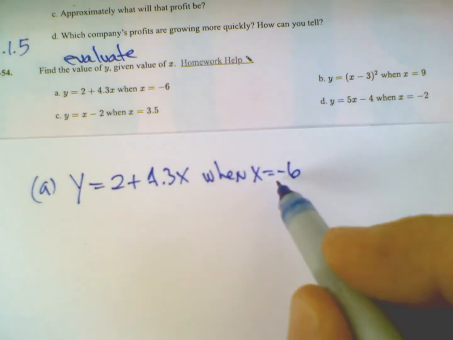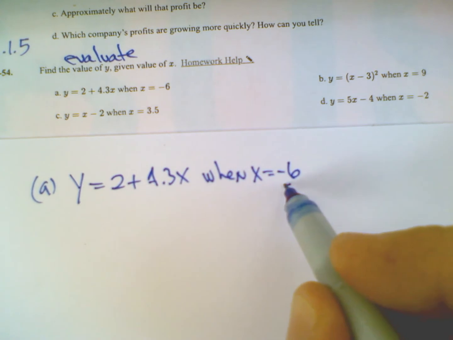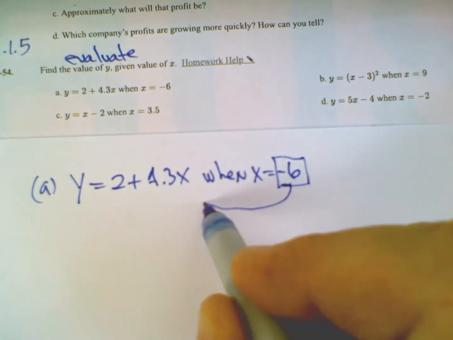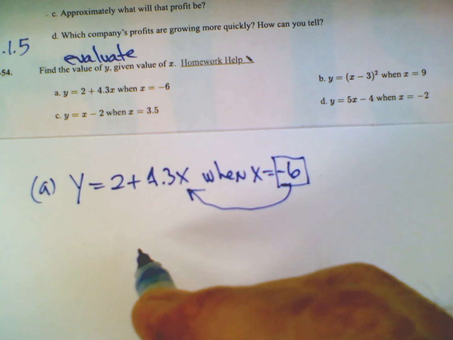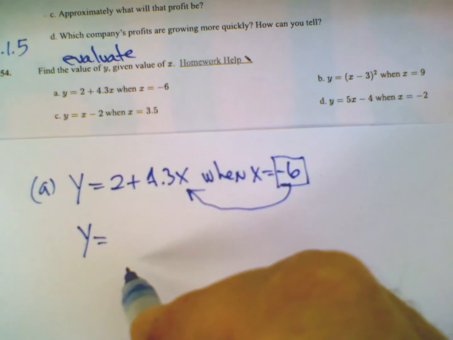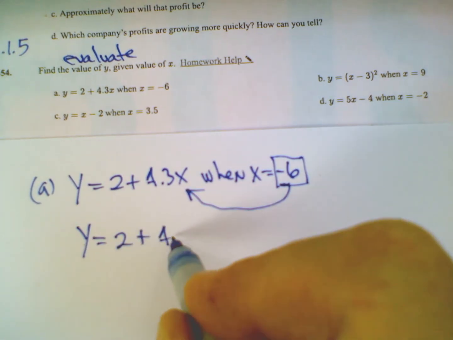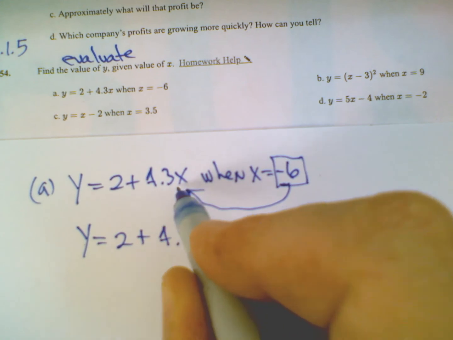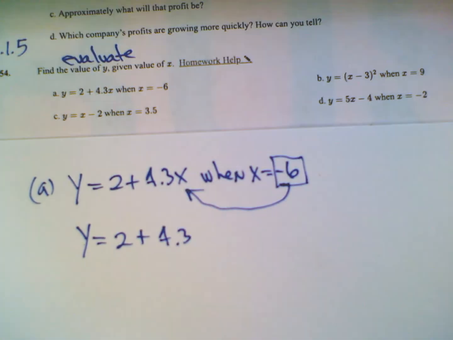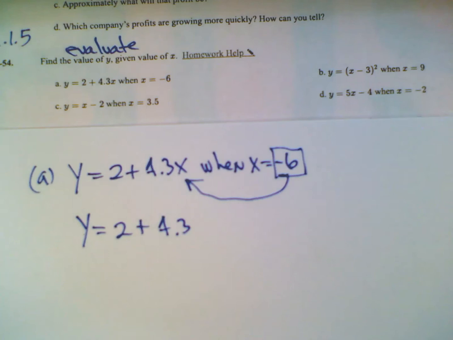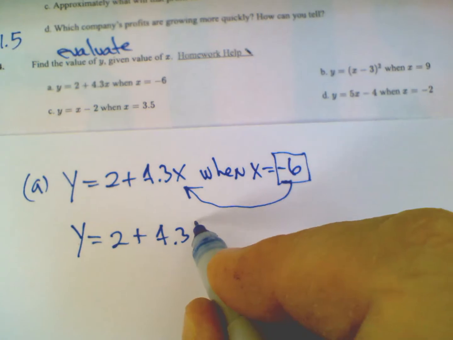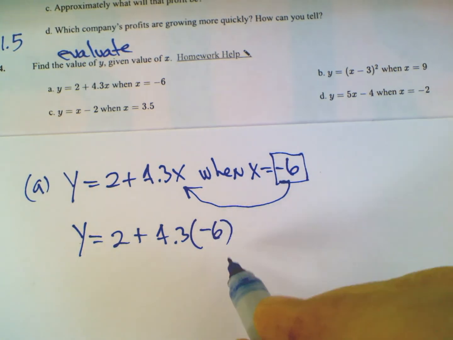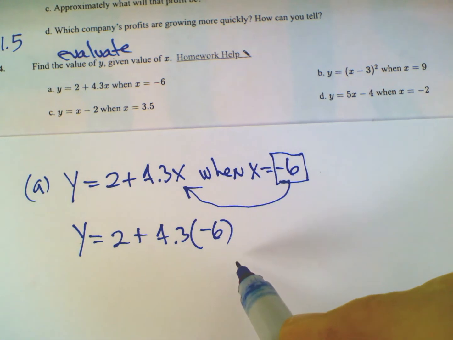So what does that mean? Instead of x, I'm going to write -6. I'm putting -6 in place of that x, and I'm solving for y. So y equals 2 plus 4.3. Remember, when you have a number next to a variable, it means multiplication. So we're going to actually multiply 4.3 times, in this case, -6 instead of the x.